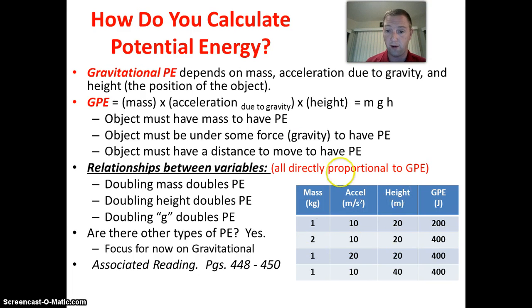If I double my acceleration due to gravity, so keep my mass the same, 1 to 1, I double my acceleration due to gravity, 10 to 20. Say we go to Jupiter or Saturn or some other planet with a higher gravitational field. Keep my height the same. I double my gravitational potential energy from 200 to 400. So all three of these variables are directly proportional with gravitational potential energy. One goes up, the other goes up. Potential energy goes down when any of them go down. They go up and down by the same factor. They are directly proportional.